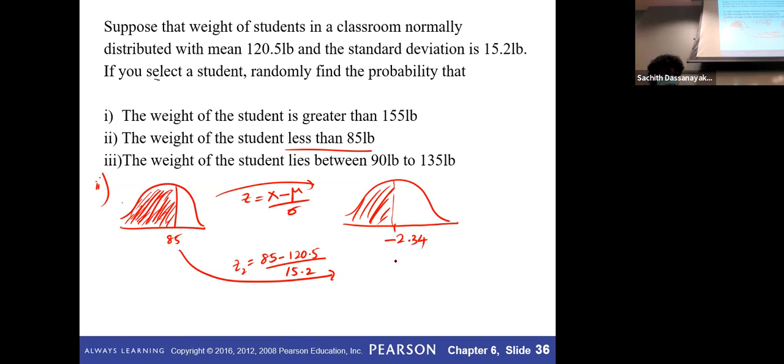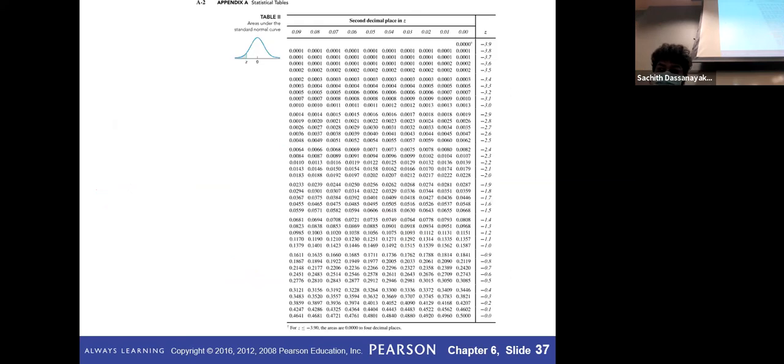So now go to the table. Which table? First one or second one? First one, because this C value is negative, right? See, all C values are negative in this first table. So we need negative C values. Negative 2.34: 2.3 here, and 4 is the column value here. So go down along this axis. The value is this one, right? 0.0096.